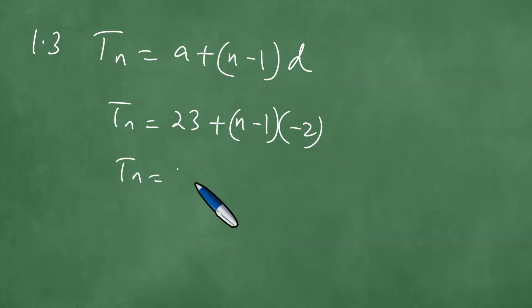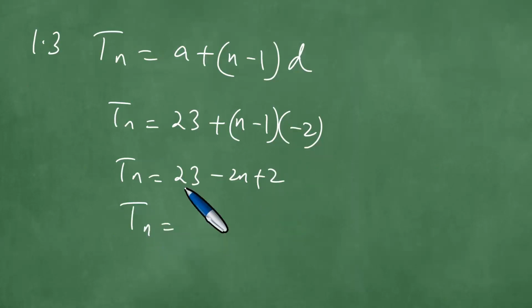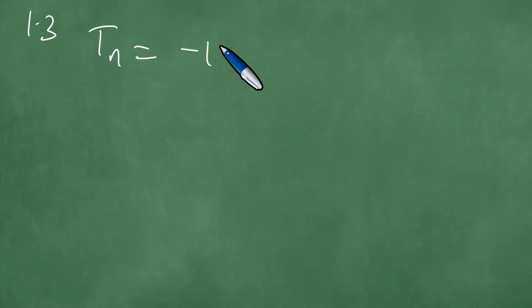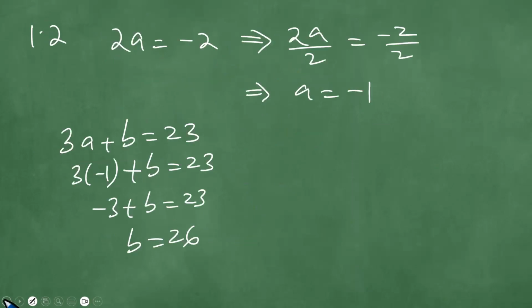So now we continue here. This is 23. You must distribute here, which means it is minus 2n, minus 2n plus 2, which means it is exactly 25 minus 2n. Okay, 23 plus 2 is 25 minus 2n. But in 1.3, they are saying that this term is minus 120 something.